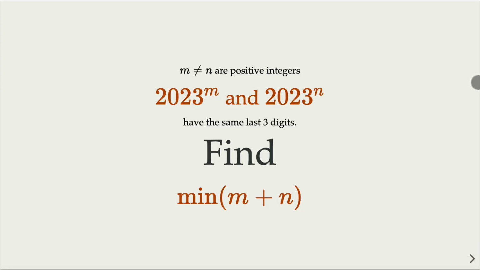We look at another number challenge for 2023, a math problem with the number 2023. Now here m and n are different numbers, and 2023 raised to the m and n powers have the same last 3 digits. We need to find the minimum value of m plus n. Pause the video and try to find the answer.